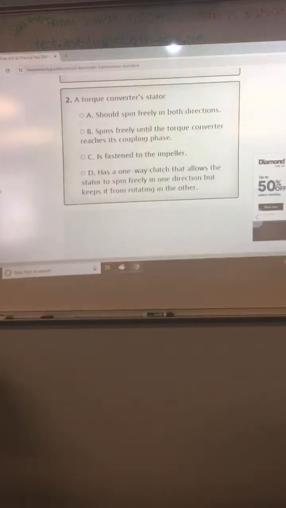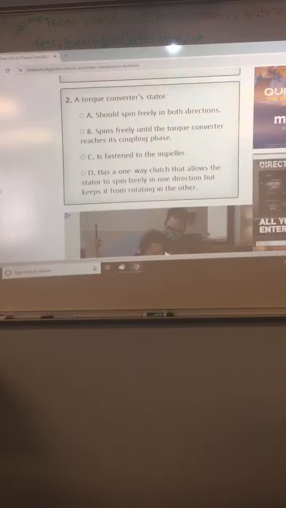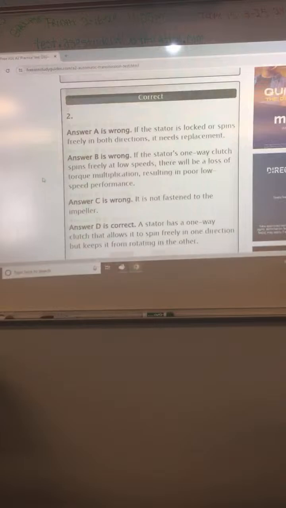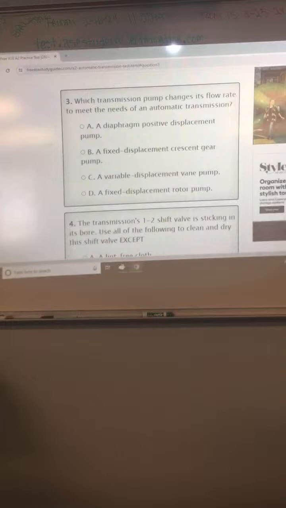Okay. Let's see how much you remember about the torque converter stator. It's definitely not A. I don't know what coupling phase is. It has a one-way clutch that allows the same... C. Is it D? It's D. You guys like the long answer? Can you read that back there? Yeah, okay. All right, it does have a one-way roller clutch, or sprag clutch or something like that.